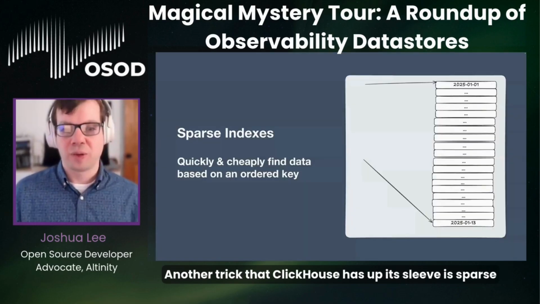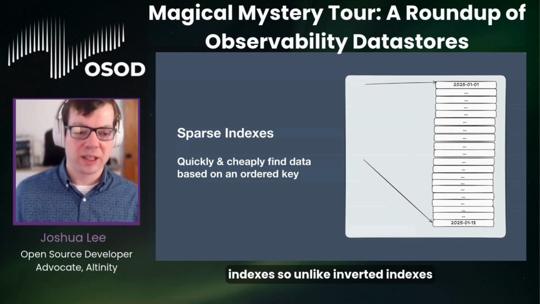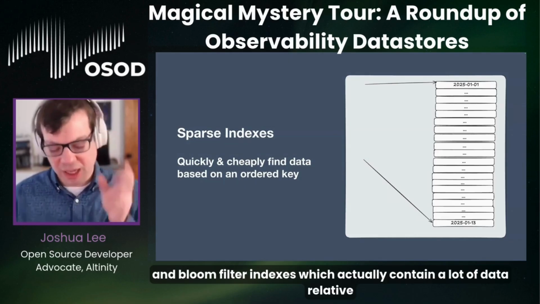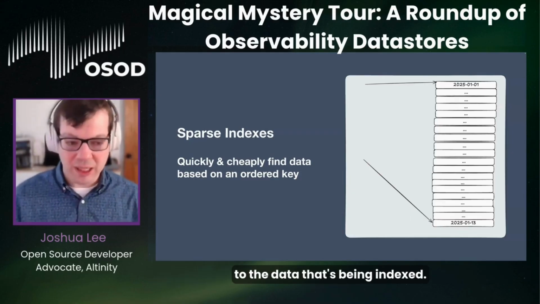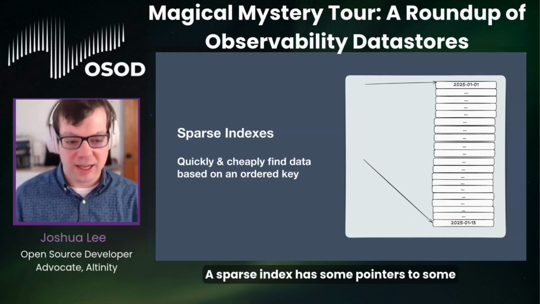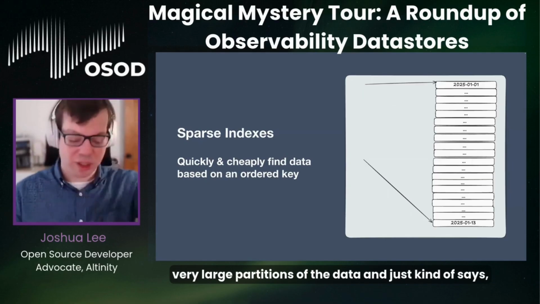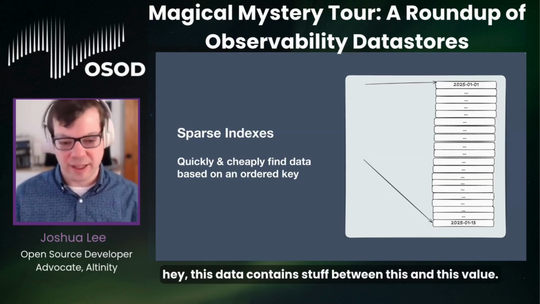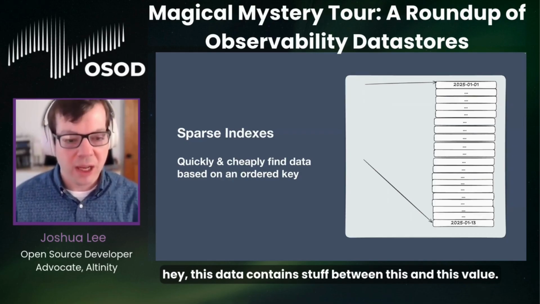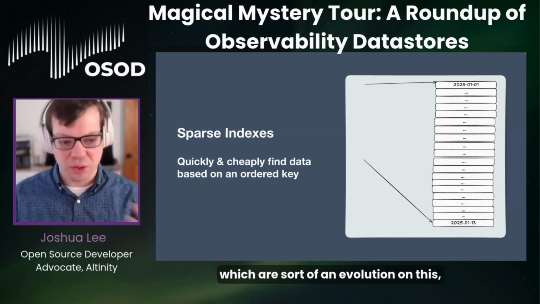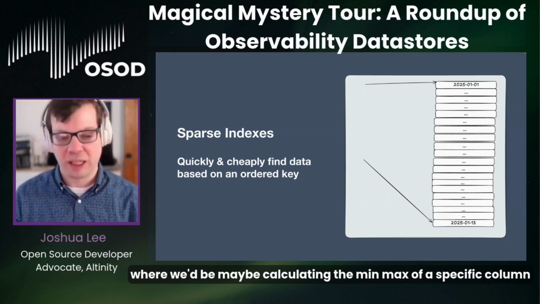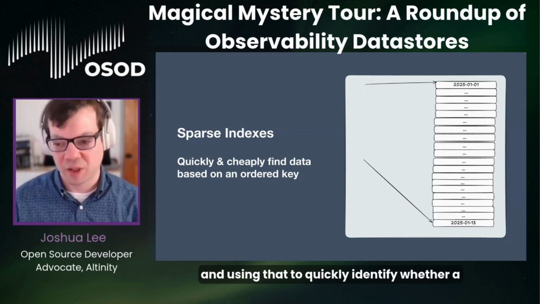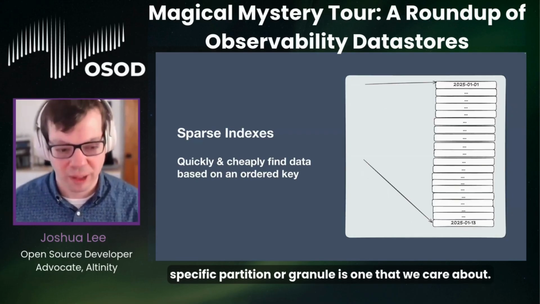Another trick that ClickHouse has up its sleeve is sparse indexes. Unlike inverted indexes and Bloom filter indexes, which actually contain a lot of data relative to the data that's being indexed, a sparse index has some pointers to some very large partitions of the data and just says, based on an ordered key, hey, this data contains stuff between this and this value. We can also use what are called skip indexes, which are an evolution on this, where we'd be maybe calculating the min-max of a specific column and using that to quickly identify whether a specific partition or granule is one that we care about.